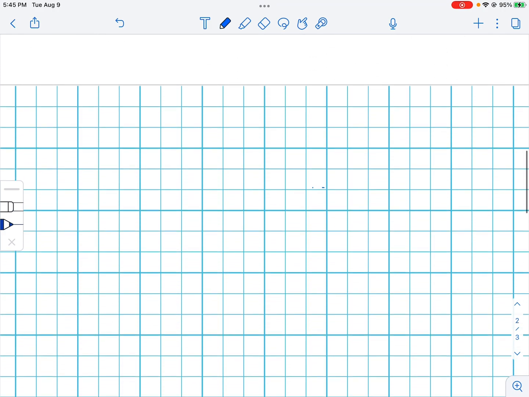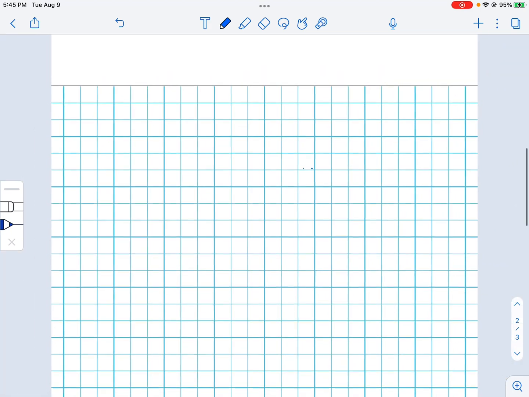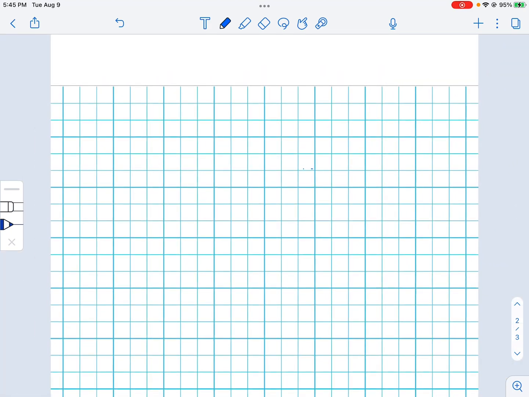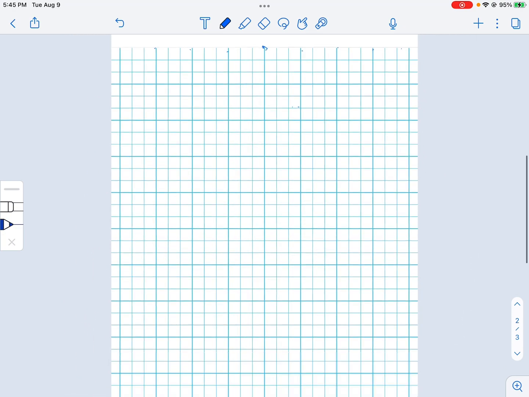Okay, so I'm going to look at this. Let's see. And halfway in between, let's see, I go over 1, 2, 3, 5, 6, 7, 8 of those. So halfway in between is going to be about right here. So I'm going to draw a line.